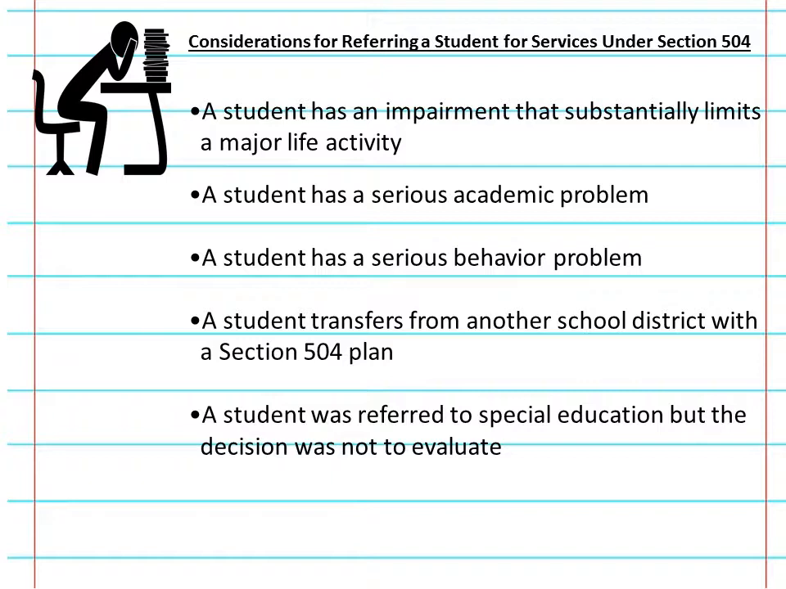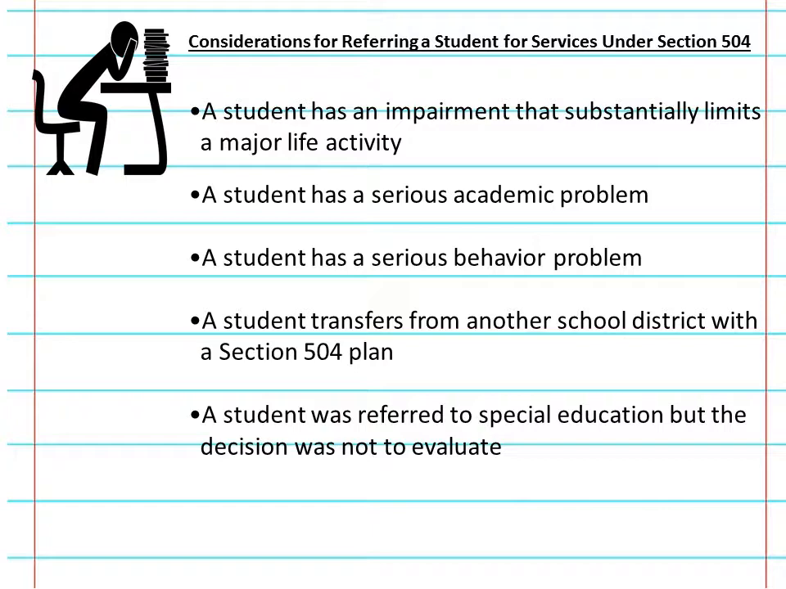They just feel that that's a very good process to follow. So, when you are considering referring a student for services under Section 504, who are those students that we should be looking at? Because we also have that child find requirement under 504 here. When we're doing child find for IDEA, we're also looking for students with disabilities who may qualify under Section 504. So we're going to look for students who have an impairment that substantially limits major life activities, maybe students with serious academic problems, serious behavior problems, maybe a student who transfers from another school district that's already on a Section 504 plan, maybe a student who is referred for special education, but the decision was made not to evaluate at this time. They may be eligible under Section 504.